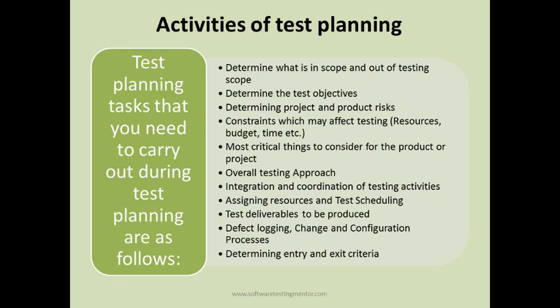Then any constraints which might affect testing, for example any hardware resources constraint, or tester resources not available, or any budget or time constraints. For example, this project has to be released within 6 months, then there is a time constraint, so you will require more resources. So all these constraints need to be determined in the first place and mentioned in the test plan. Then any most critical things to consider for the product or project. So if there is any critical thing for a project, you need to consider those.